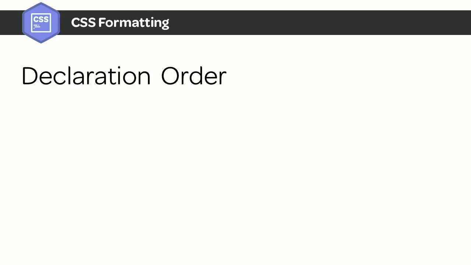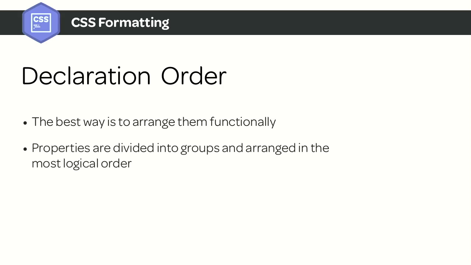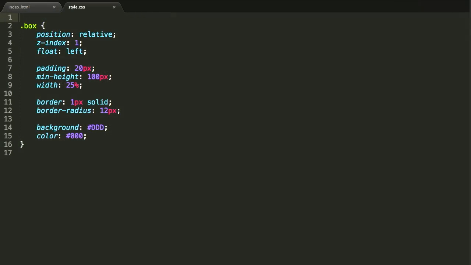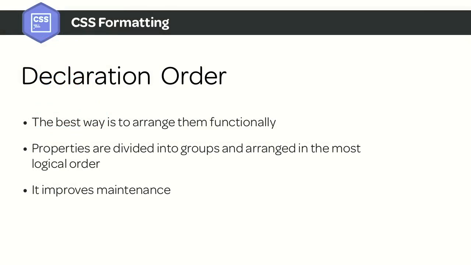So next, what about the property and value declarations? Well, the best way is to arrange them functionally in our CSS, where the properties are divided into these groups and arranged in the most logical order. Now, doing that improves maintenance and readability. As we can see here, this rule has the positioning properties, width, height, border styles, and the background colors all defined in separate groups, which then improves maintenance efficiency, as we just learned.